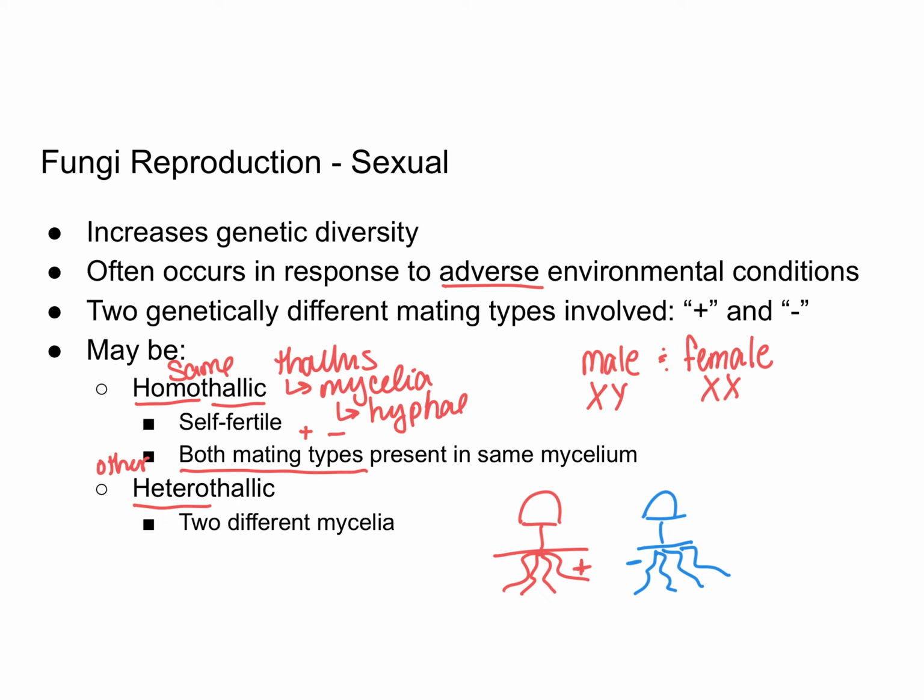If we go back to homothallic, homothallic would be where you essentially have one mushroom with its hyphae making up the thallus, and some of the cells would have the positive mating types and some would have the negative, and they would be able to merge or combine in order to do sexual reproduction.